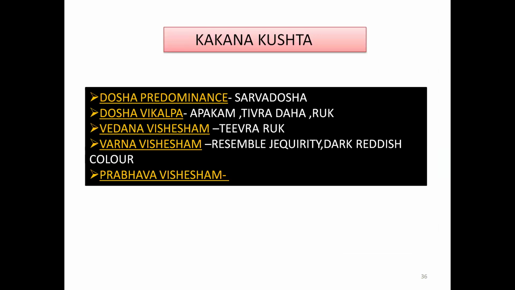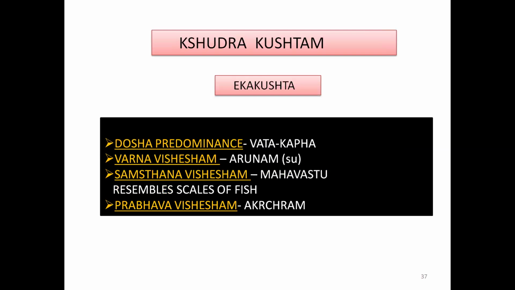And Kagana Kushta. Sarvadosha involvement is there in Kagana Kushta. And Apaga, Tivra Daha, Ruk will be there. And it resembles Jequarity, dark reddish color. And Shudra Kushta, sir. Eka Kushta. Vadakabha involvement, Varna Mahavastu, resembles scales of fish.